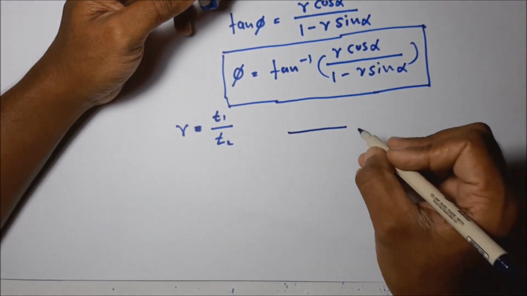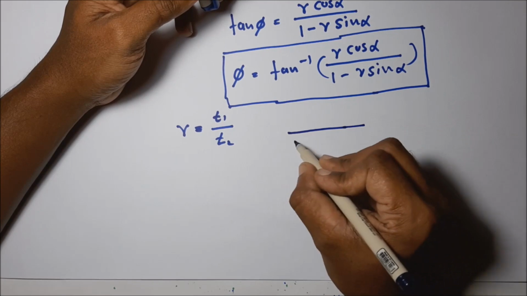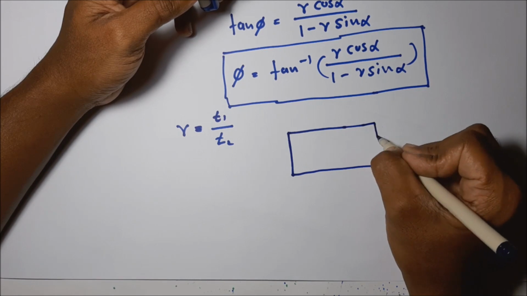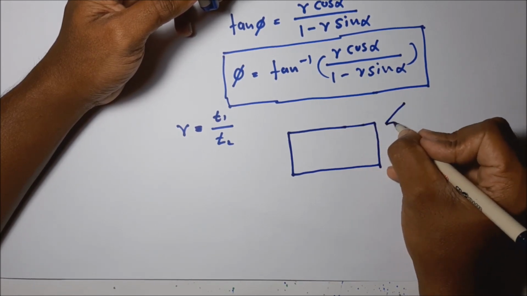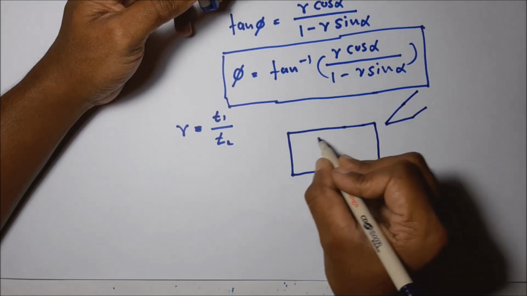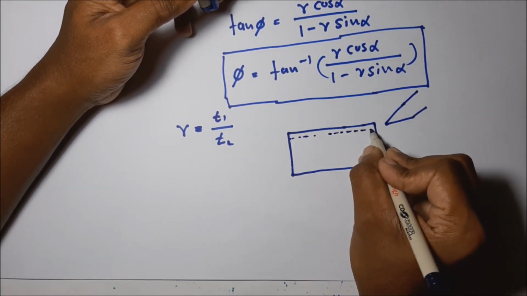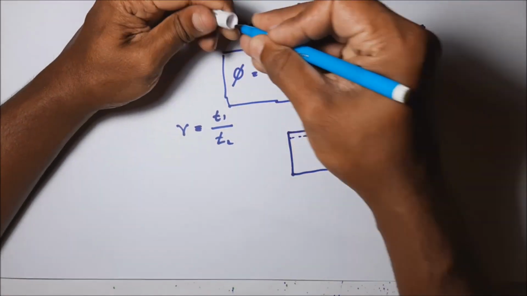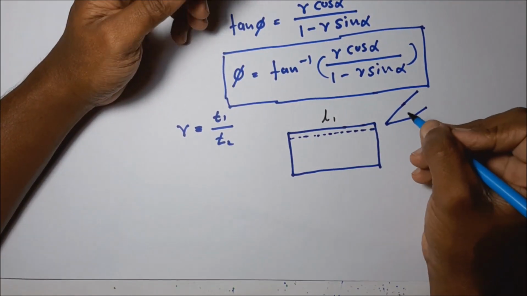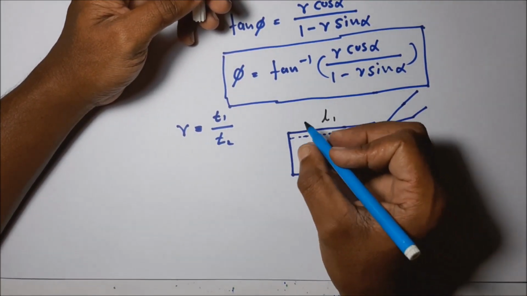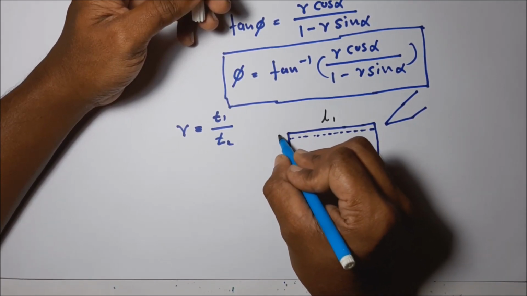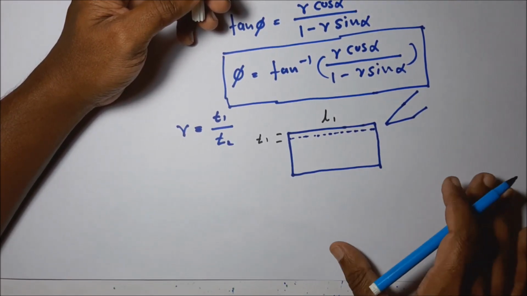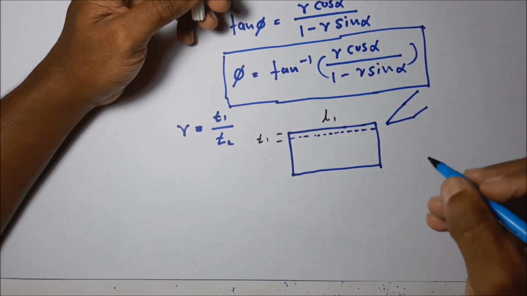Let's take this is the workpiece. Then this layer we are going to remove using the cutting tool edge. Okay, this kind of layer we are going to remove using the cutting tool edge. Then the length of this layer, let's take it as L1 before it is removed from the surface. Then let's take this thickness as T1 before it is removed. Okay. Then what happens after it is removed?